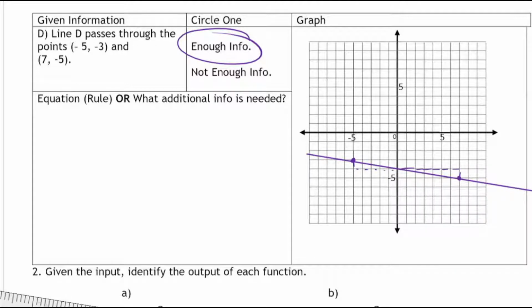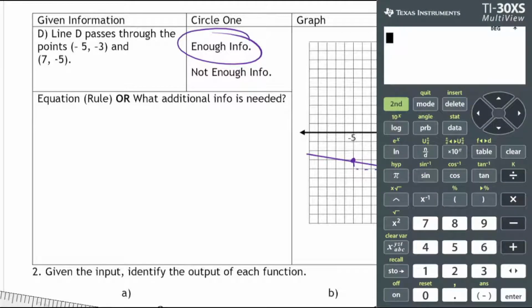So I am going to use my calculator to quickly take a look at the slope. So let me grab the calc. There it is. What a nice little calculator. And to find the slope, right, I'm going to grab a fraction template. Got it.